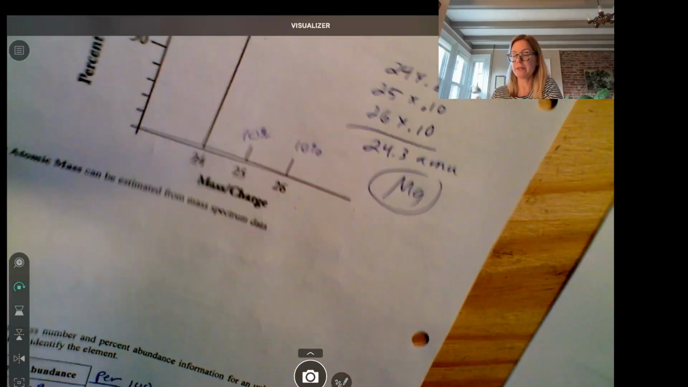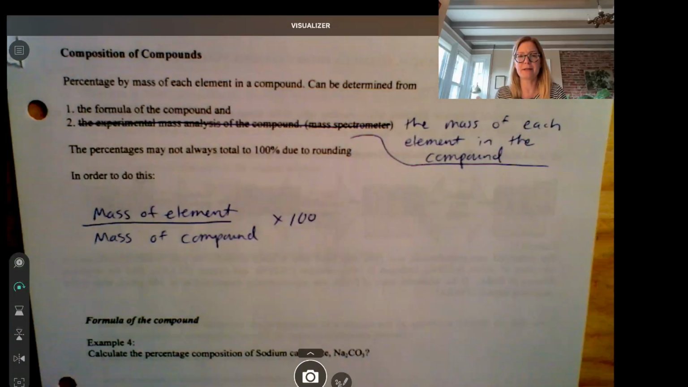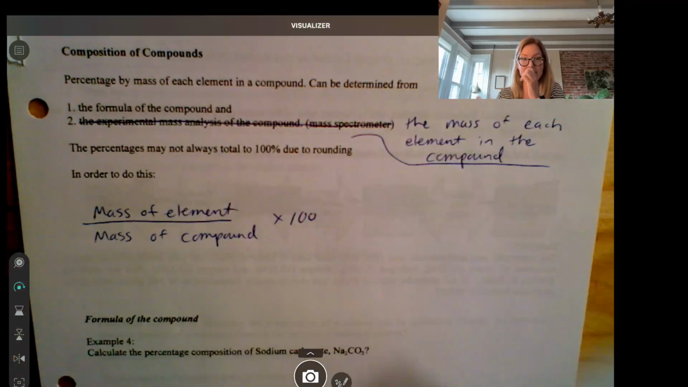Second page of 1.2, totally different topic, other than the only thing that makes it similar to this is that it has to do with mass. But this is kind of laying the groundwork for 1.3. And it's something we call percent composition. Very simple concept. It's the percent by mass of each element in a compound.